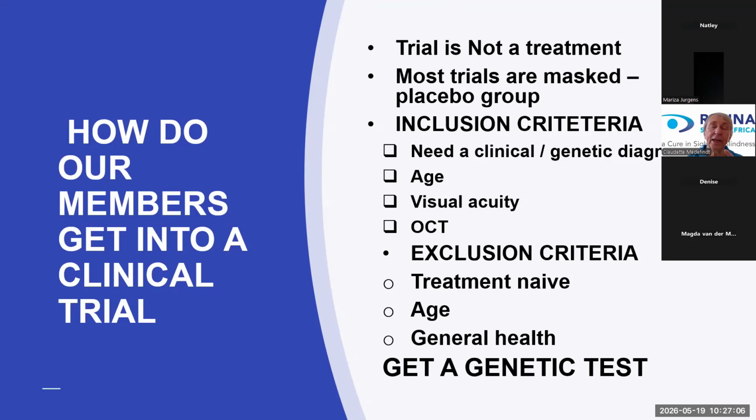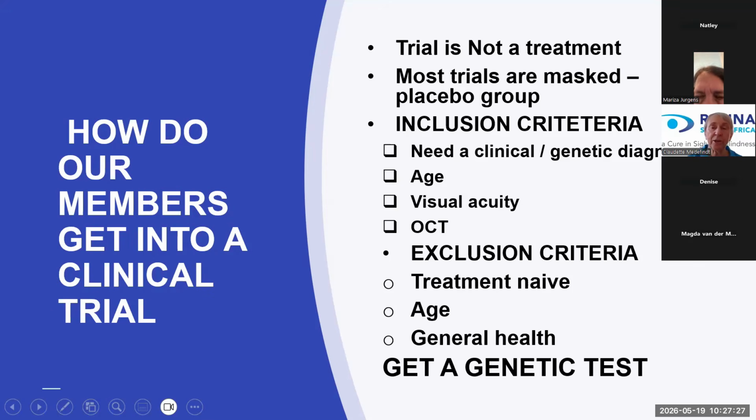Obviously, you're going to be advised the older you are, probably the less effective it's going to be. So age plays a critical factor in all these trials. Your visual acuity may be a factor. We know that when we recruited for the MU-Exostat trial, our first criterion was visual acuity.